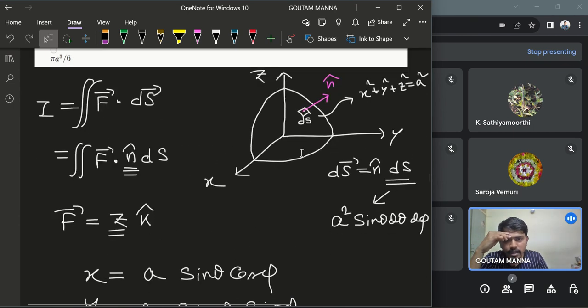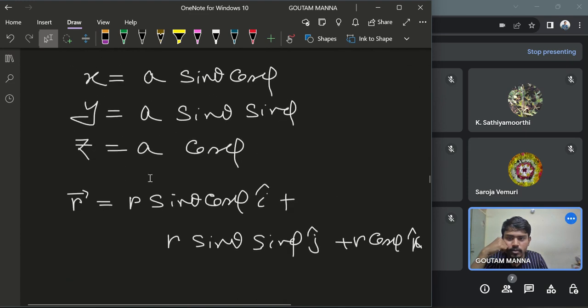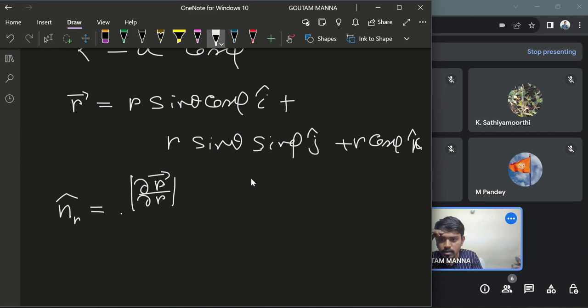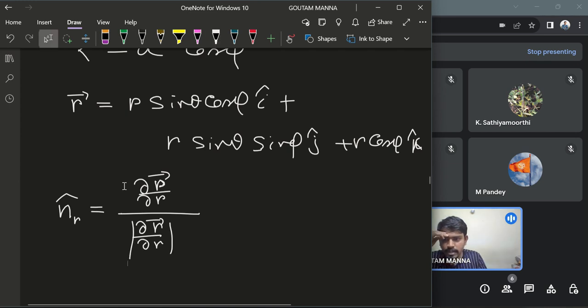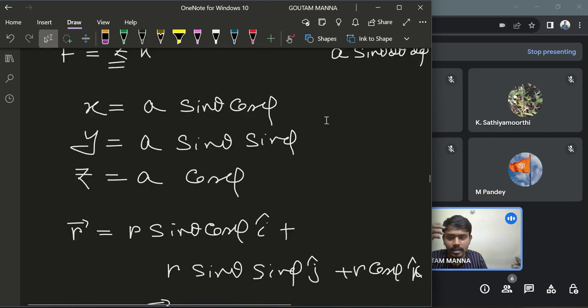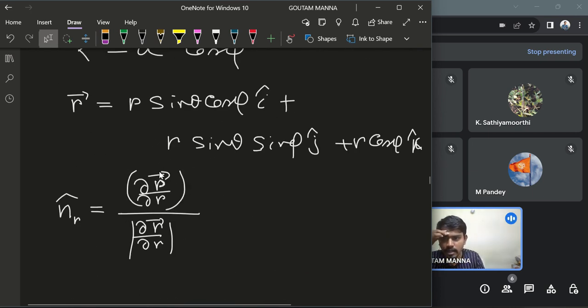So how do we find this n cap vector? This is the radially outward vector from this spherical surface. Any radially outward unit vector n hat is given by del r vector by del r, which gives a vector, divided by its magnitude. Here we are changing the radius and seeing the change, so the change will only be in the outward radial direction. This is a vector in the radial direction. If we divide it by its magnitude, we will get the unit vector.